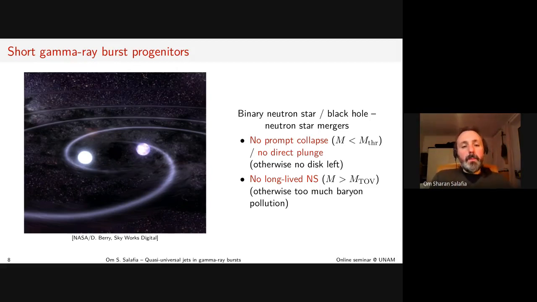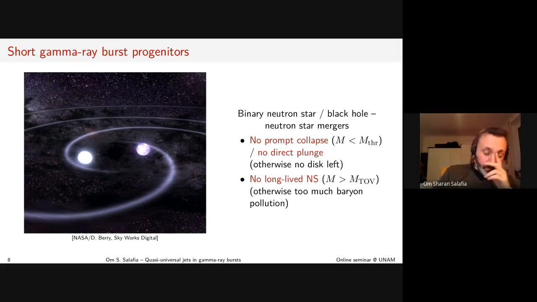And in the case of a black hole neutron star, you need the neutron star to be tidally disrupted before getting inside the innermost stable circular orbit of the black hole. Otherwise, you wouldn't have, again, an accretion disk.